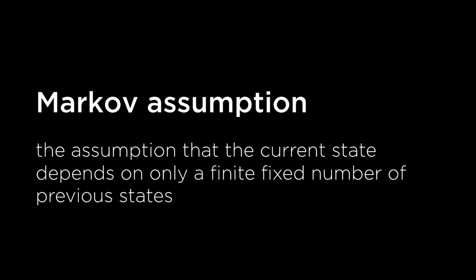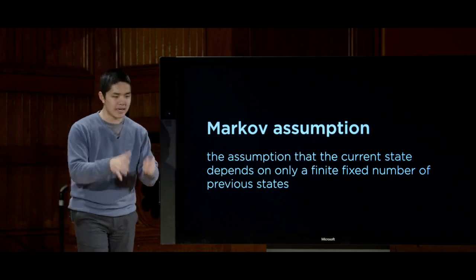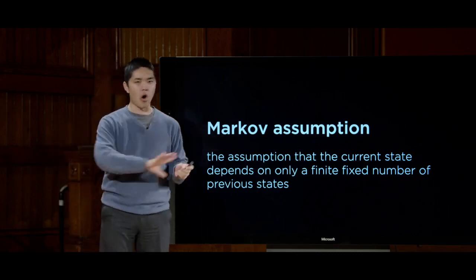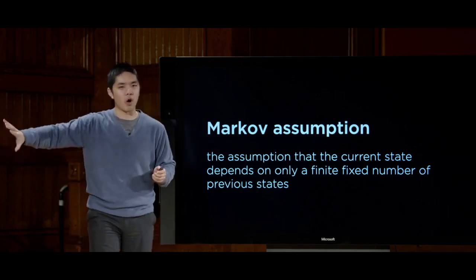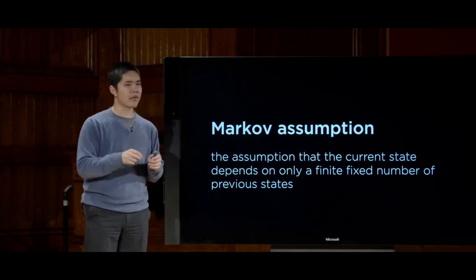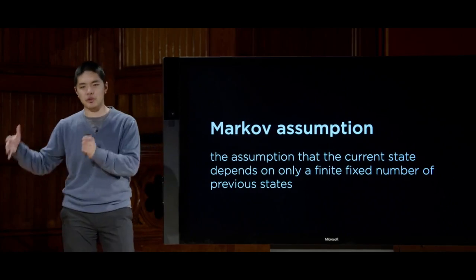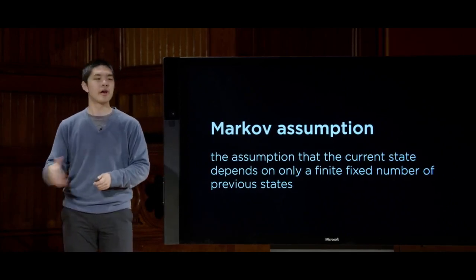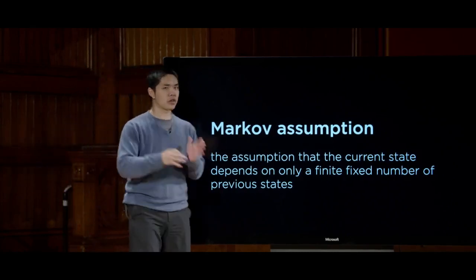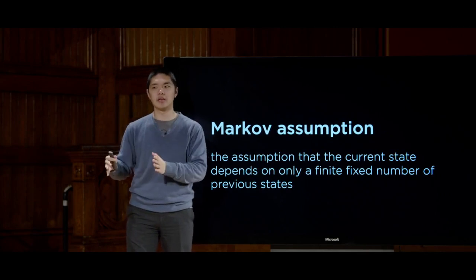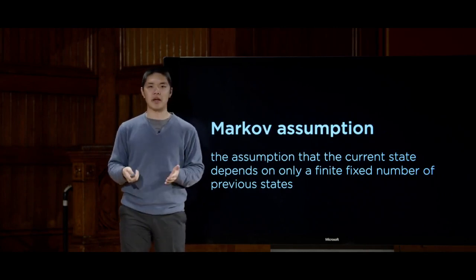And the assumption we're going to make is called the Markov assumption, which is the assumption that the current state depends only on a finite fixed number of previous states. So the current day's weather depends not on all the previous days' weather for all of history, but the current day's weather I can predict just based on yesterday's weather, or just based on the last 2 days' weather, or the last 3 days' weather. But oftentimes we're going to deal with just the one previous state helping to predict the current state.